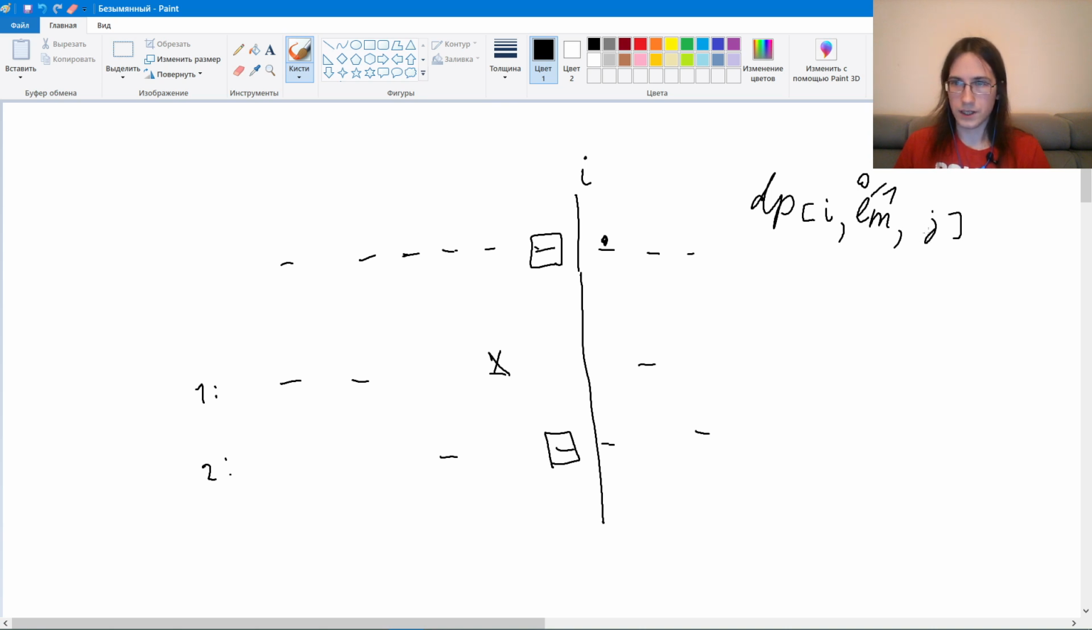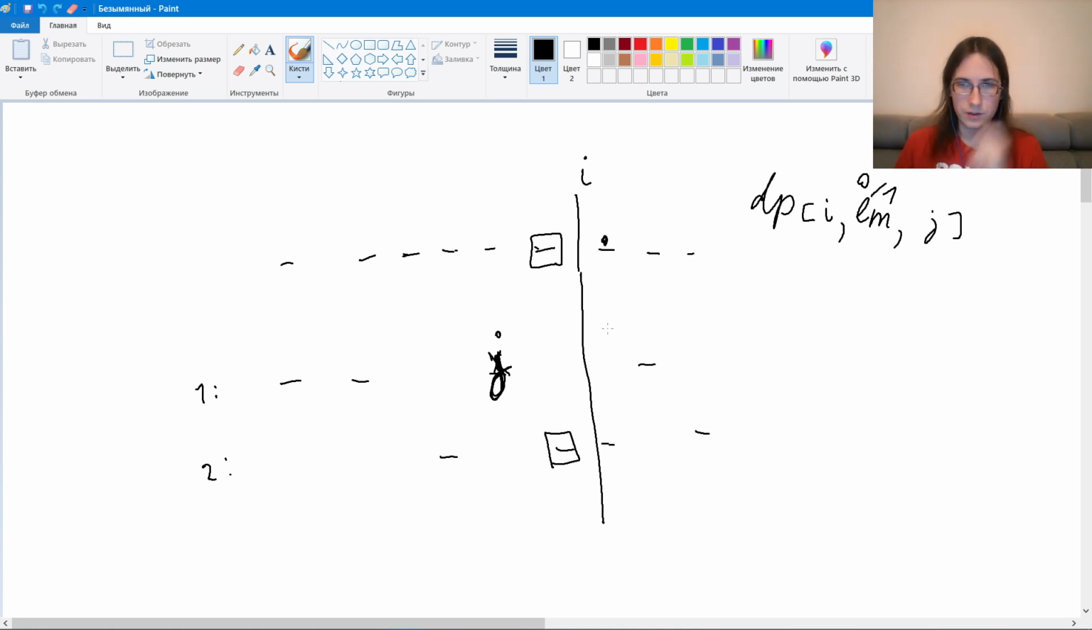It's the last value added to the opposite sequence. So in this case, this will be number j. So we store the number that was added last to the opposite sequence. And from here we have two transitions. We can either add the new value to the same sequence as on the previous step, or to the opposite sequence.